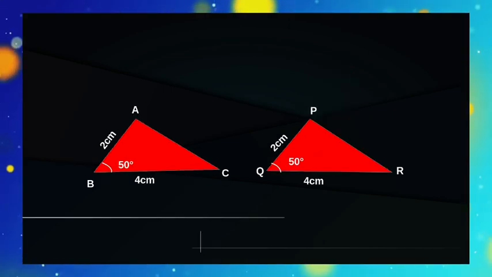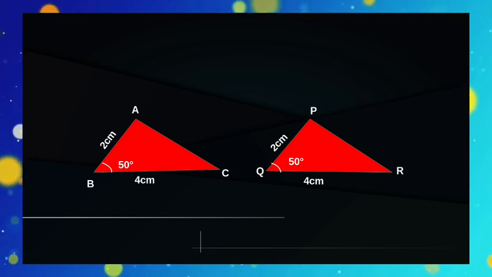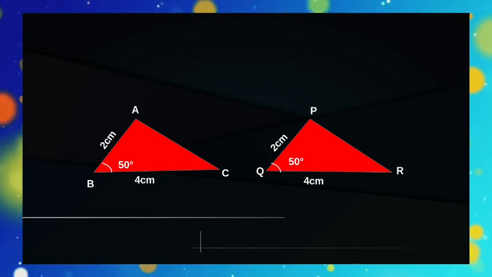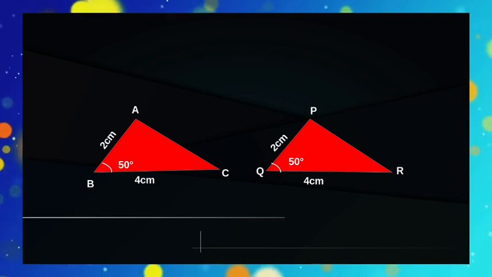Now consider these two triangles. Here BC is equal to QR, angle B is equal to angle Q, and AB is equal to PQ.